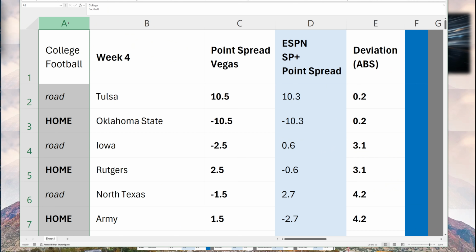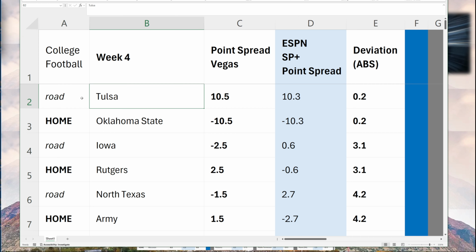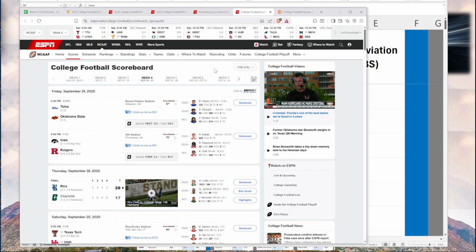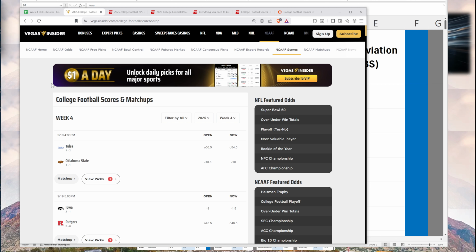In the first column of the Excel spreadsheet, I write road and home. This tells you if the team is playing on the road or at home. So in the first game, Tulsa is going to be the road team. Oklahoma State's going to be the home team. And also, these games are grouped based on matchup. So Tulsa and Oklahoma State play each other, and Iowa and Rutgers play each other. This list sequence order is based on the way they're organized in VegasInsider.com's college football scores and matchups.